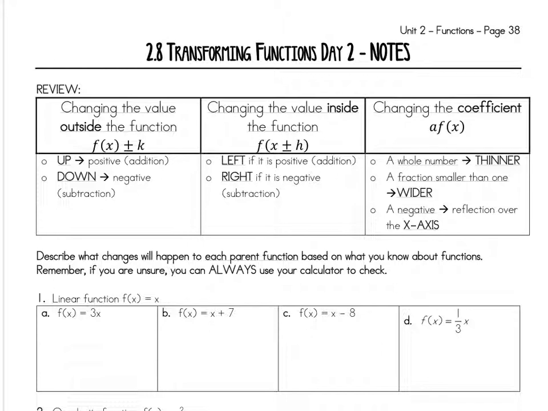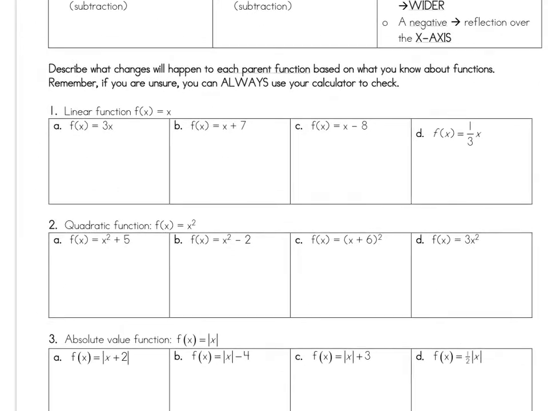And then of course, changing the coefficient has a few different things. So not only can a negative flip it over the x-axis, but if it's a whole number, it becomes thinner because the slope or the rate of change increases. And then if it's a fraction smaller than 1, the graph actually becomes wider because the rate of change decreases. So let's take a look at some of the examples down below.